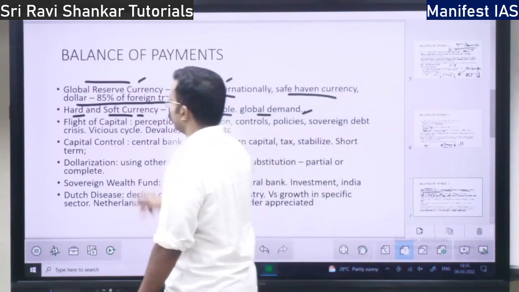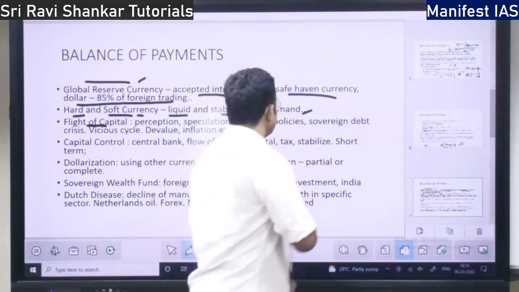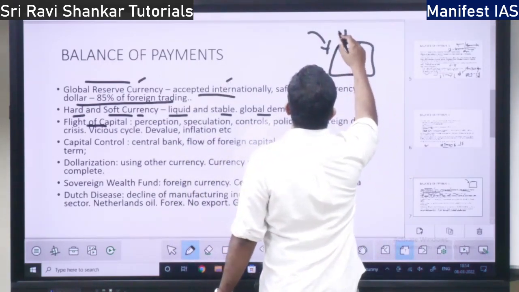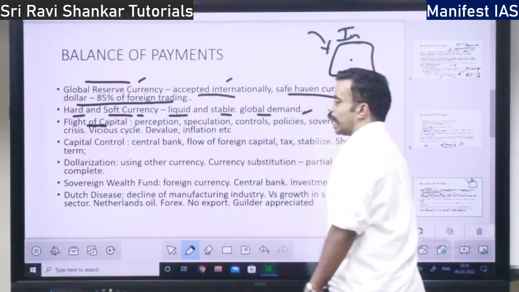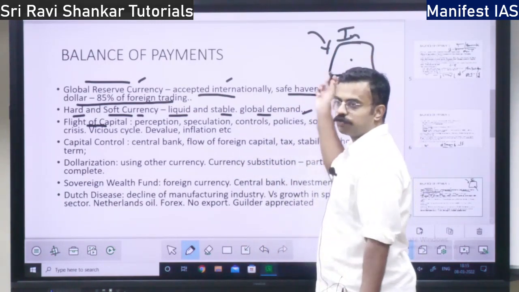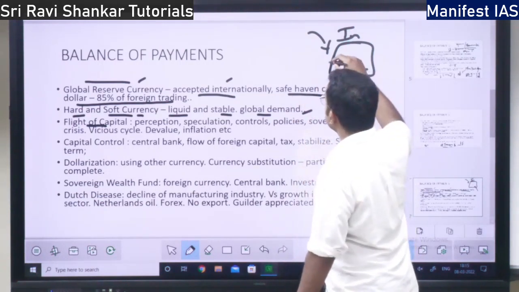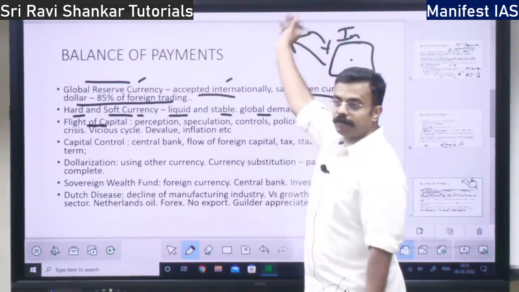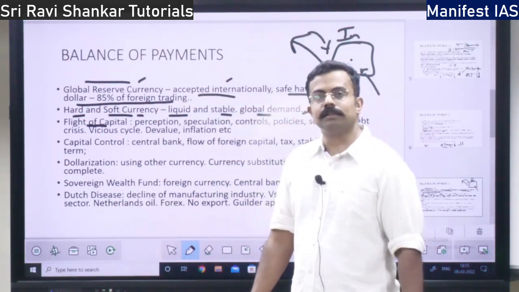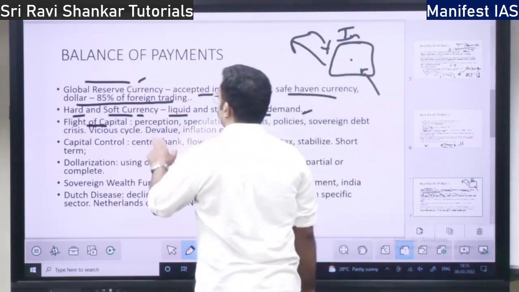Flight of capital means what? Some foreign country would have invested in, let's say, India. Some crisis happens within India. Some country attacks India. There is war, war with Pakistan. All this capital investment will go back outside the country. That is flight of capital.